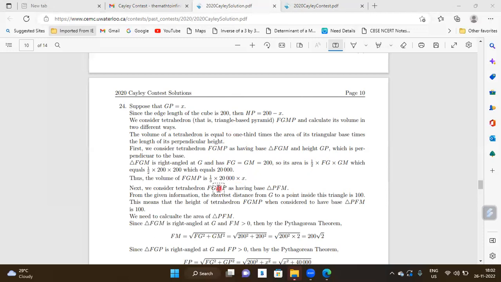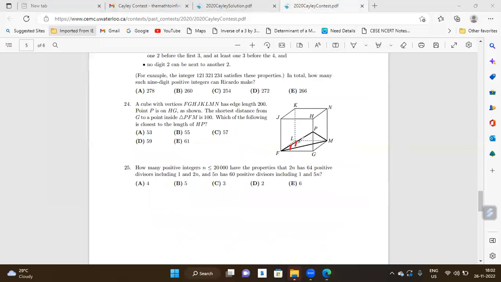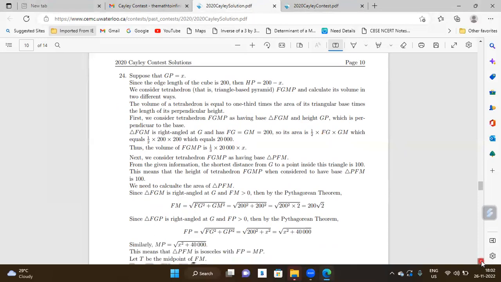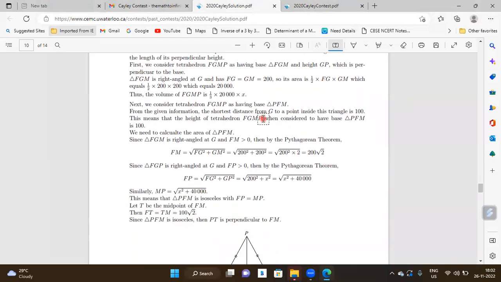So then you're considering the tetrahedron FGMP having the base as PFM. Let me shade that, PFM. So they are assuming this as the base now. Now again, they're going to repeat the same. And then once they find the area, they're going to make it equal so that you can solve for X.